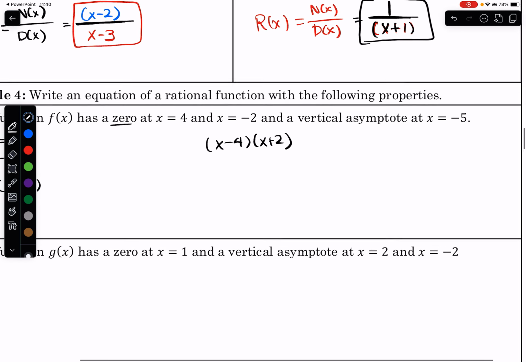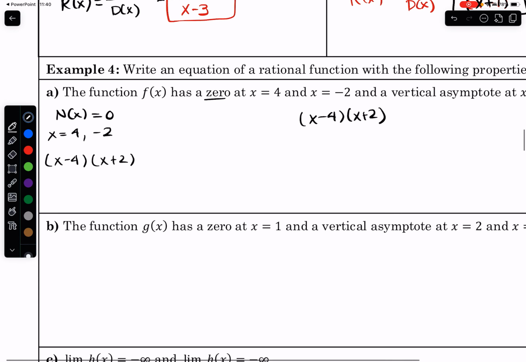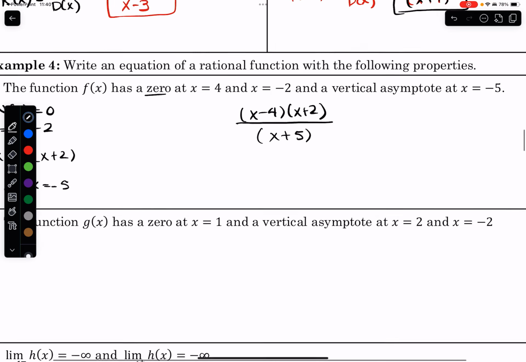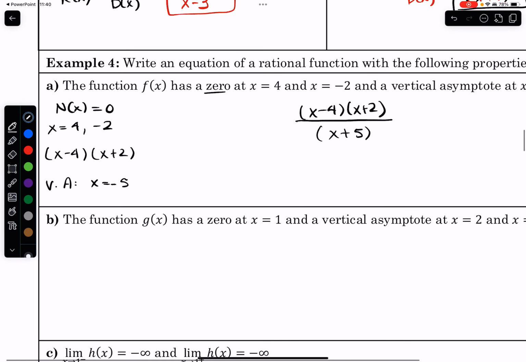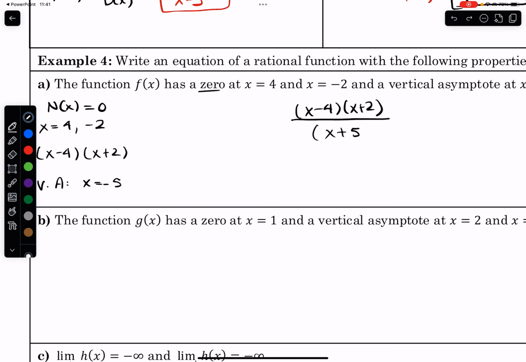Now we have a vertical asymptote at x equals negative 5. That means that the denominator of this function has to be the opposite of negative 5, so x plus 5. And since it clearly says that we have a vertical asymptote at that location, this is not going to have a common factor with the top. Notice again, nothing matches top and bottom. So this is going to be our equation here.